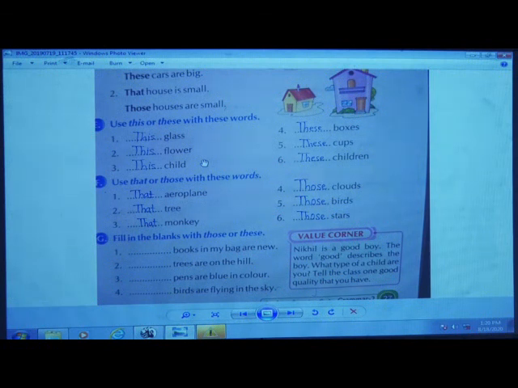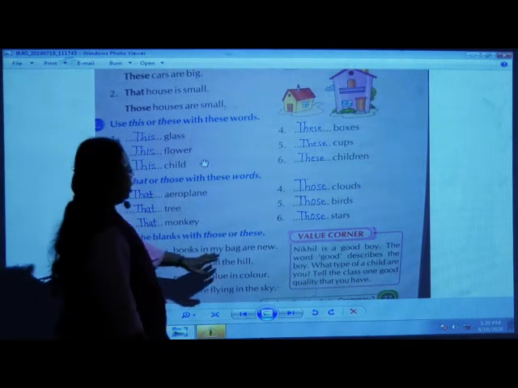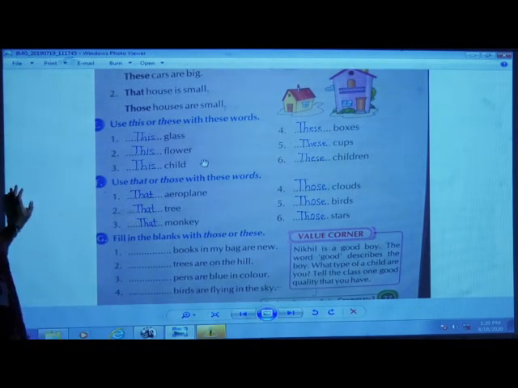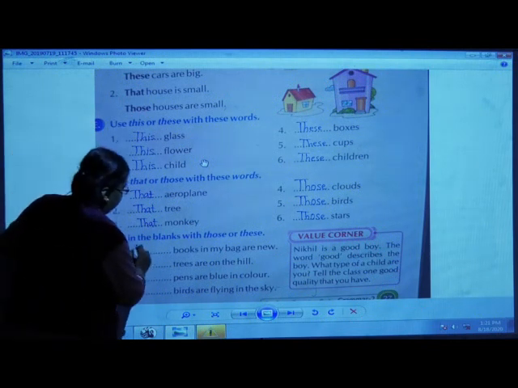Now we have seen these or those, this or that, which are very near and which are far from us. Now in this next question, fill in the blanks with those or these. Now, books in my bag are new. There is not one book. How many books are there? Many books, more than one. So we will use these books.